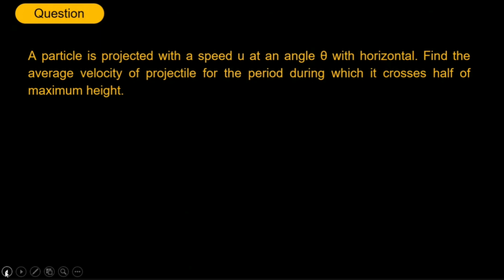But before that, a small question. A particle is projected with speed u at an angle theta with the horizontal. Find the average velocity of the projectile for the period during which it crosses half the maximum height. Now this is a little tricky one. Let us try to solve it.